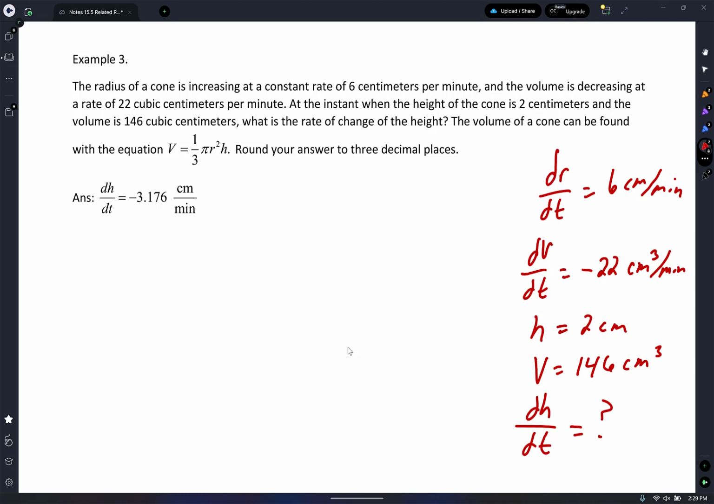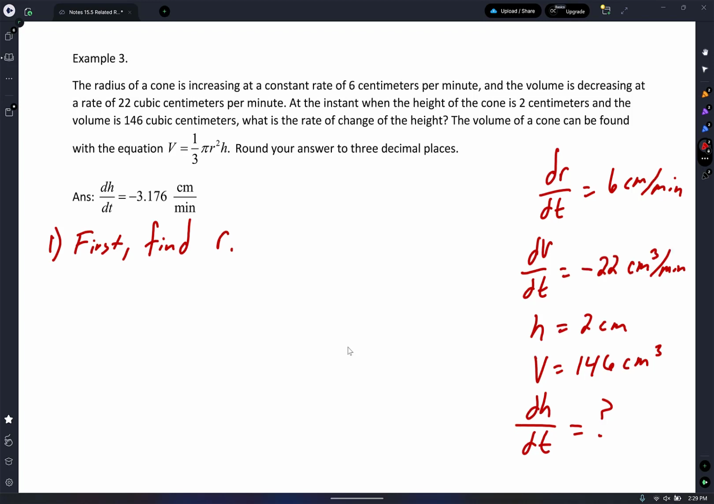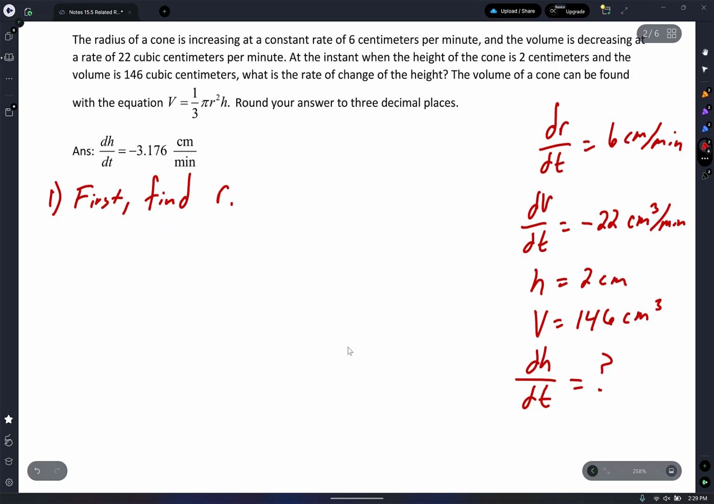First, find r. Put that down as the first step. So we're just finding r, guys. They don't give it to you. I mean, they kind of give it to you, but not directly. So I'm going to insert 146 equals pi over 3. And then I don't know what r is, so I just put r squared. And then the h is 2.